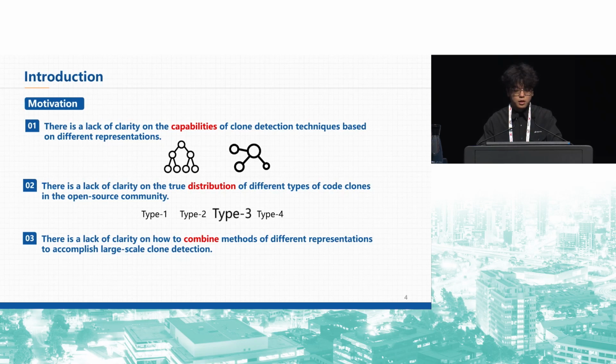And as the code size increases, large-scale clone detection is especially necessary. In this context, text-based and token-based techniques are more lightweight, but less accurate. So we want to know how to combine the advantages of techniques based on different representations.